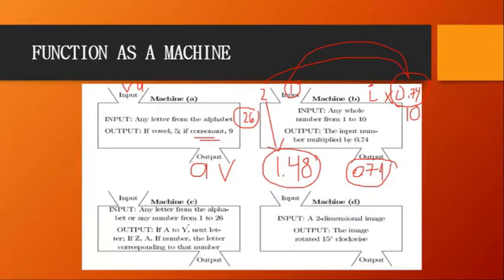Okay? Machine C, so any letter from the alphabet or any number from 1 to 26. So maunti lang ulit yung ating domain dito. 26 lang. Target output natin, if A to Y, the next letter, and kung number naman, the letter corresponding to that number. Let's say ang napili natin is an alphabet. Okay, so our input is A. Therefore, ang output natin is B.